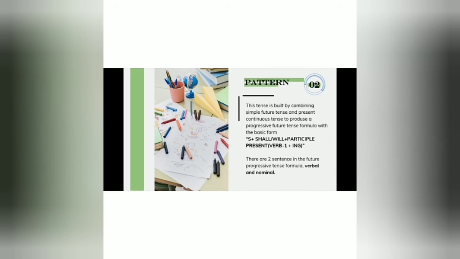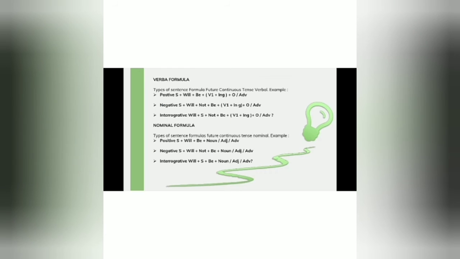Pattern. The sentence is built by combining simple future tense and present continuous tense to produce a progressive future tense formula with the basic form: S plus shall or will plus be plus present participle, verb 1 plus ing. There are two sentence types in the future progressive tense formula, verbal and nominal. Verbal formula. Types of sentence formula future continuous tense verbal. Example, positive: S plus will plus be plus verb 1 plus ing plus object or adverb.